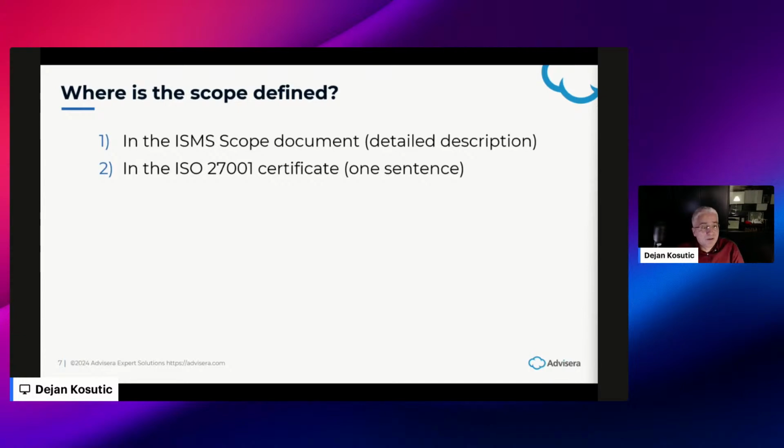The first document is much more detailed. You go into, let's say, one or two pages where you explain what the elements of your scope are. The second document, this certificate, has only one sentence that describes your scope. So basically saying, okay, your scope is, I don't know, your IT services or your IT department, these kinds of things.